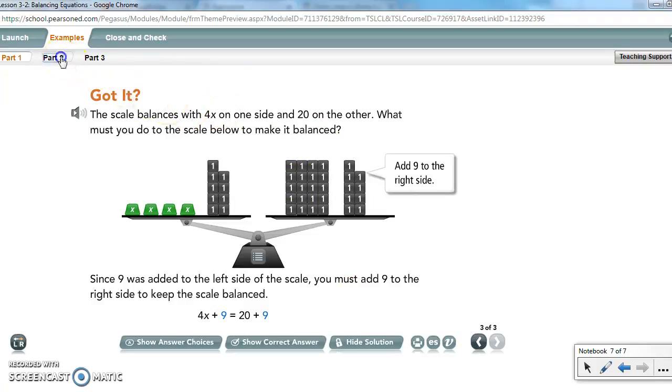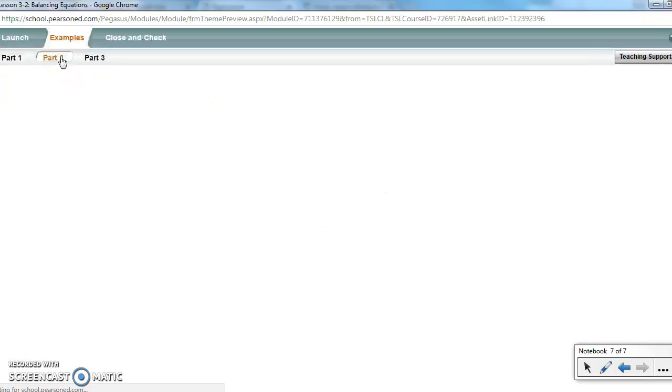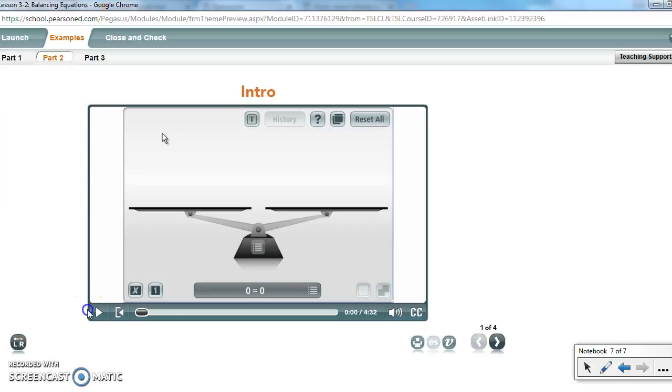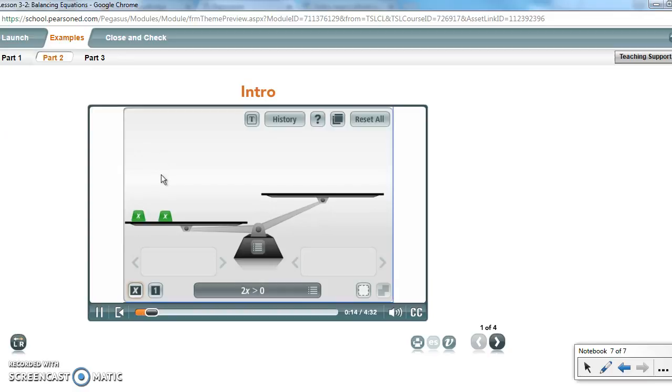On to part 2. In this video, you will learn about the pan balance tool. You can use the pan balance tool to model and solve equations. You can add x and 1 tiles to each pan. Initially, the value of the x tile is set by the tool at random.